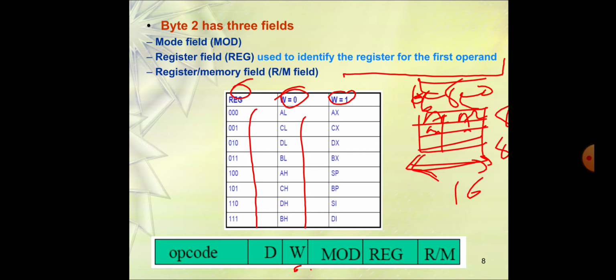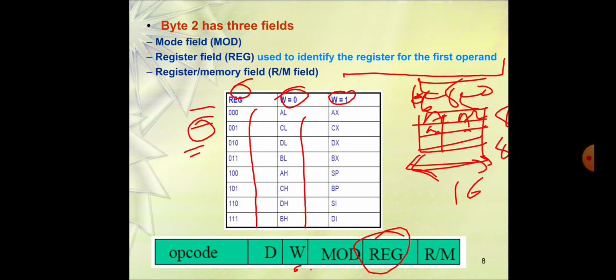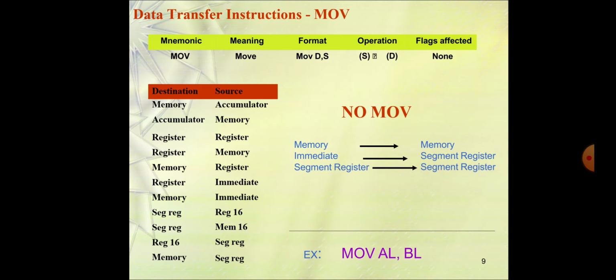Now which register you are using is shown here. Suppose you are using CL or CX, that is shown by 001 here. If this register field is set to 001, then it is using the CL register. So this is how these bits can be used to identify the registers.